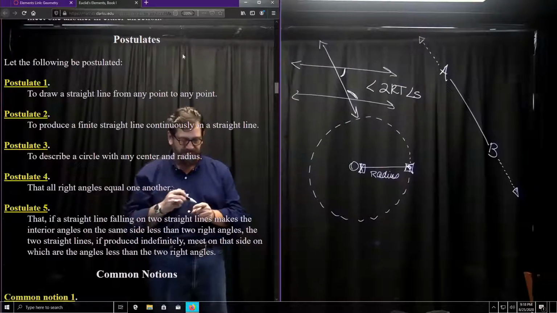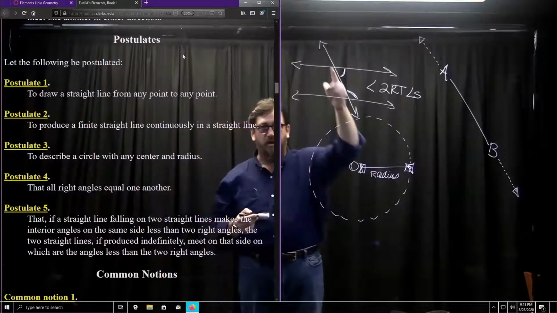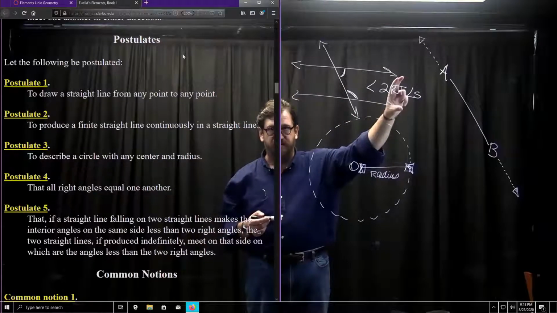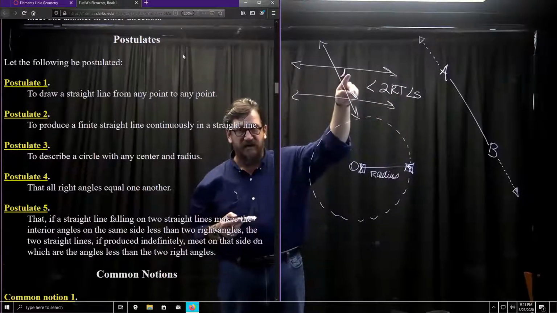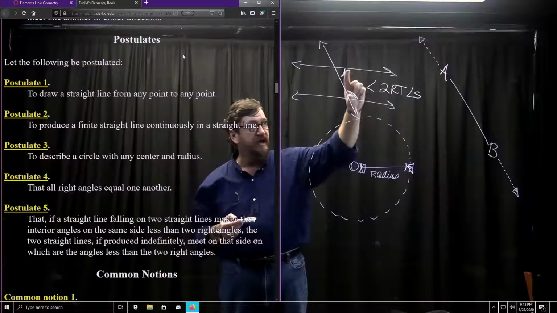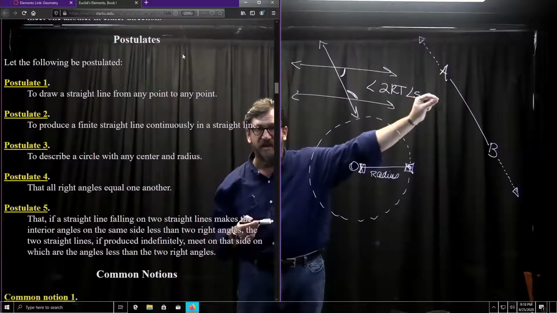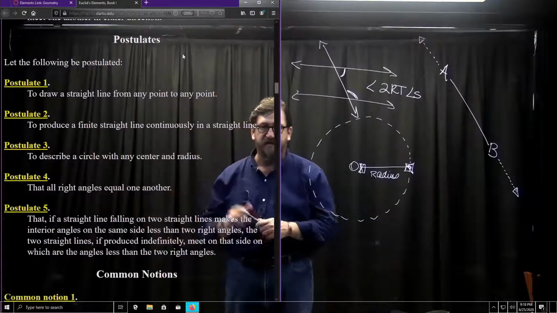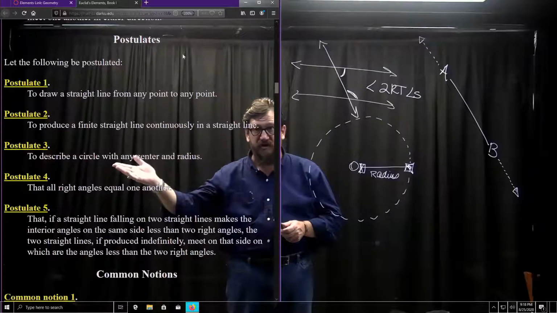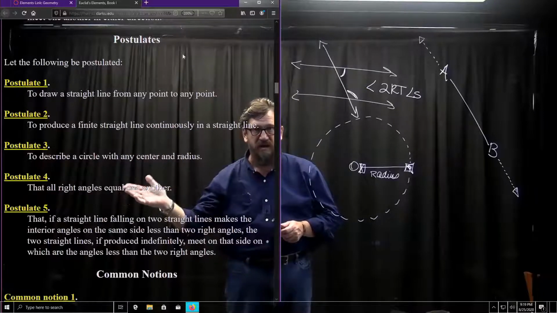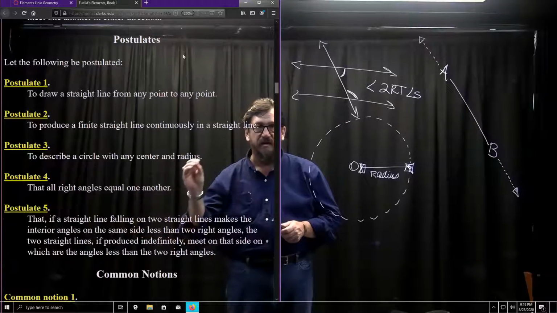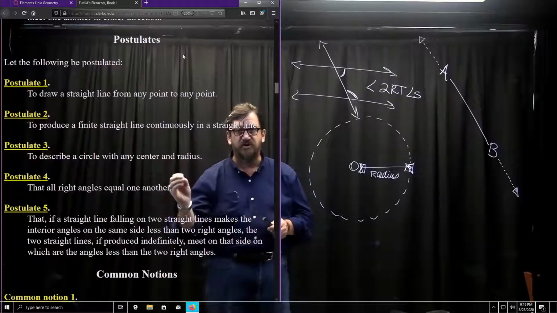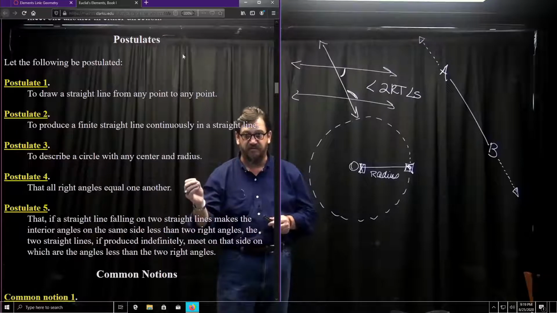And all it tells us is, if one line falls on two others, if the same side interior angles on one side are less than two right angles, I have to meet over here if extended indefinitely. Postulate 5 is not a postulate of construction. It is not a postulate of equality. It is something different. It is a postulate explaining the nature of lines and angles. It will be referred to as a parallel postulate.